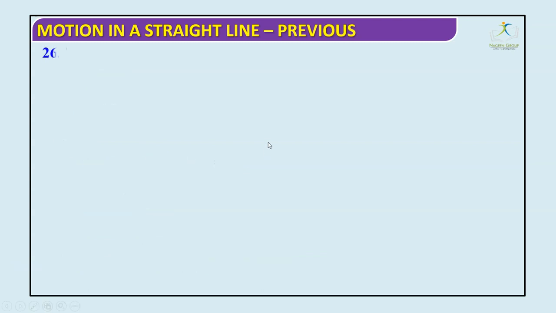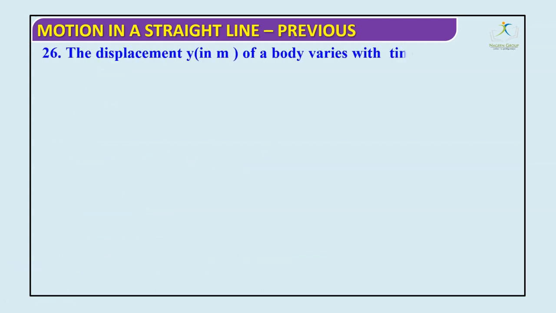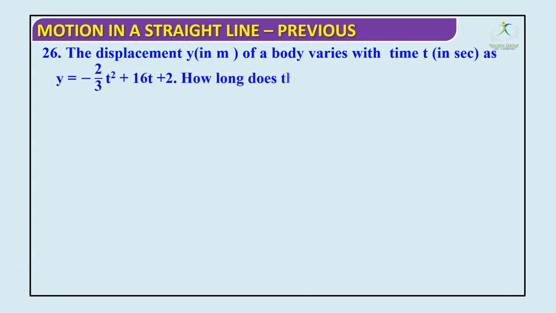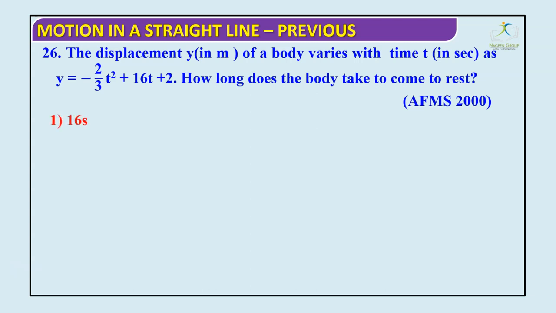Next question is, the displacement y of a body varies with time as y is equals to minus 2 by 3 t square plus 16t plus 2. How long does the body take to come to rest? This question came in AFMS in 2000. Let's move to the solution part. So we have a few options.